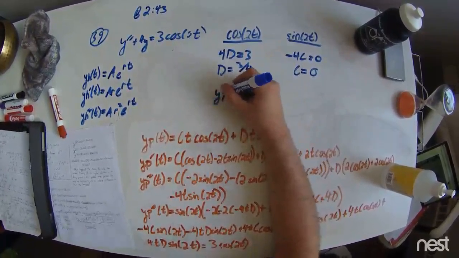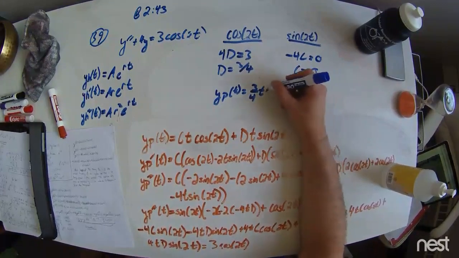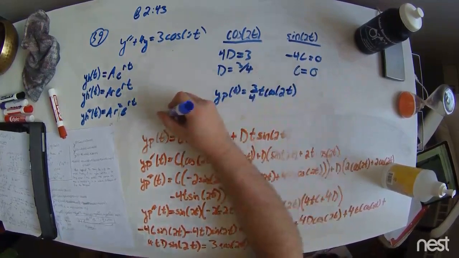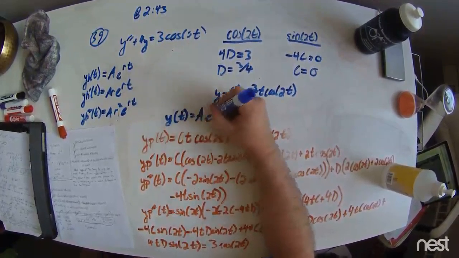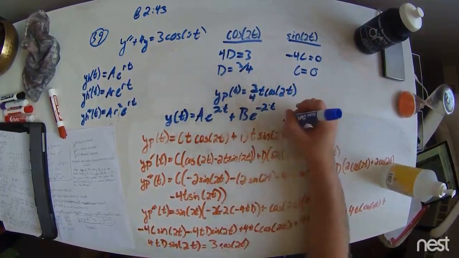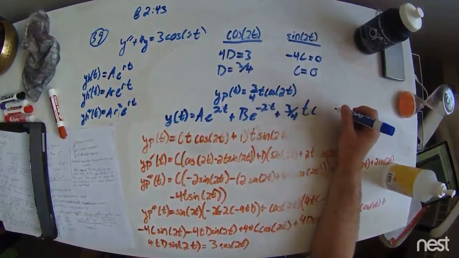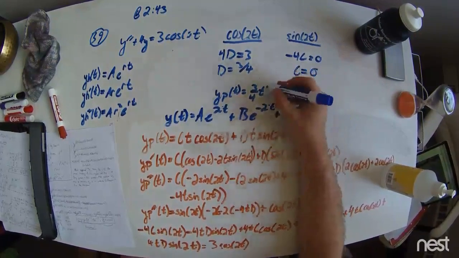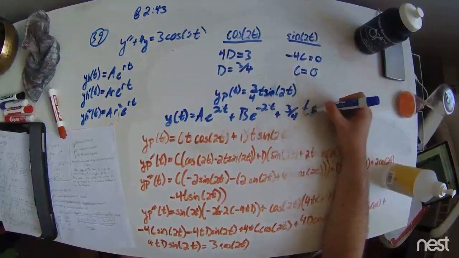Our particular solution is therefore 3 fourths t times the sine of 2t. And therefore, lastly, our whole solution y of t equals a e to the 2it plus b e to the minus 2it plus 3 fourths t times the sine of 2t. I'm sorry, I completely screwed that up earlier; this is a sine, not a cosine.